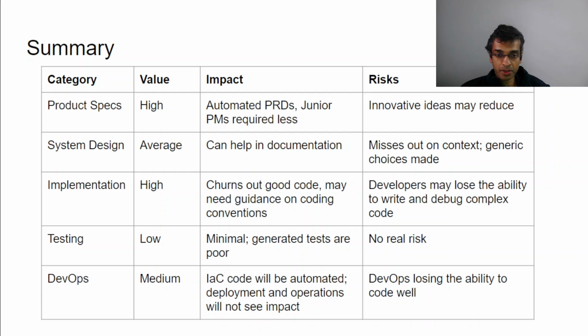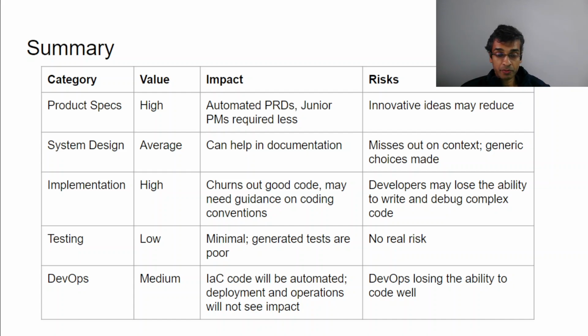Now, coming to system design, I did not find ChatGPT very useful. The best it can do is help you in documentation because it essentially misses out on your context and it makes generic choices. And I think part of the reason is also because a lot of system design is not available as text documents, and potentially that's the reason it's a weak point for ChatGPT.